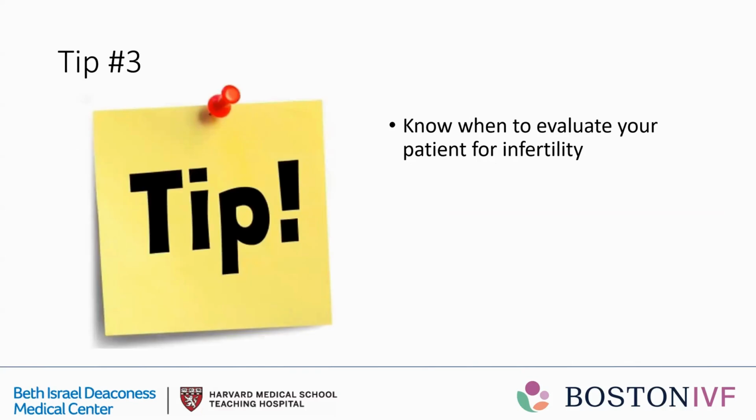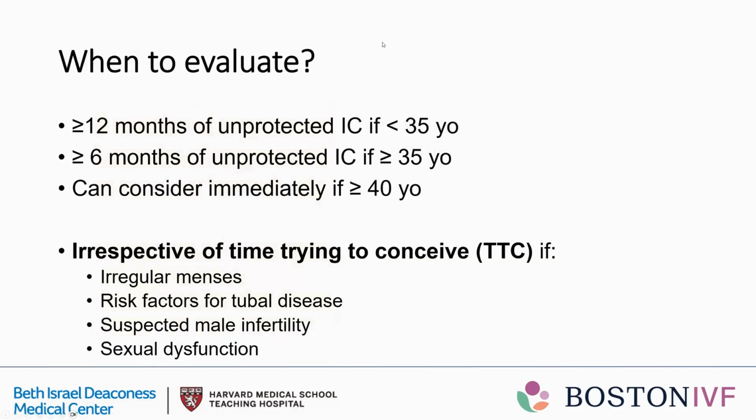Now that we've talked about how to approach a patient about their fertility and the different tips to optimize their natural fertility, it's important to know when to evaluate a patient for infertility. This is not a talk about the evaluation of infertility or different testing, but I do want to bring up some points. So when to evaluate a patient: 12 months or more of unprotected intercourse, if they're under 35, warrants an evaluation, and 6 months or more if they're 35 or greater. And you can consider immediate evaluation if they're 40 or older.